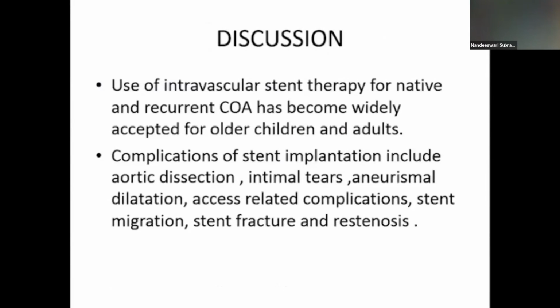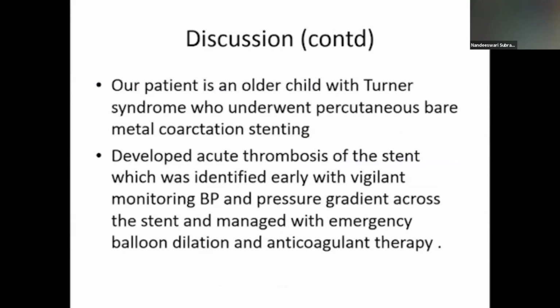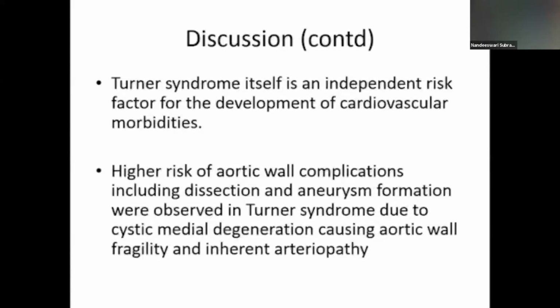The use of intravascular stent therapy has become widely accepted for children and adults. The complications we normally encounter are aortic dissection, intimal tears, aneurysmal dilatation, access-related complications, stent migration, stent fracture, and restenosis. Our patient is an older child with Turner syndrome who underwent percutaneous bare metal coarctation stenting, who developed thrombosis of the stent, which was identified by vigilant BP monitoring and checking pulses. It was managed with emergency balloon dilatation and anticoagulant therapy.